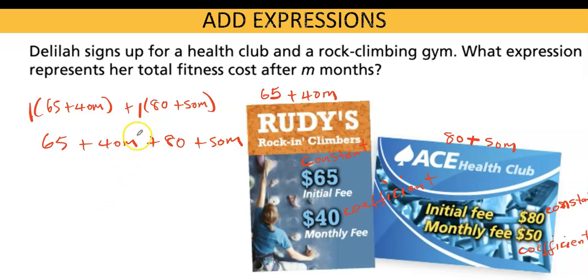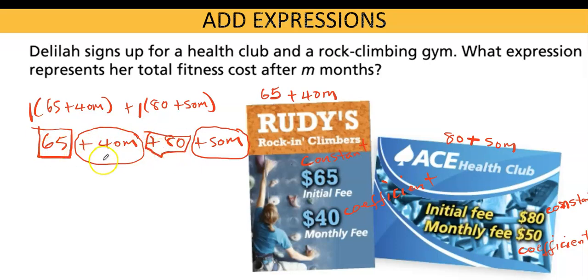Now we can proceed to identify the like terms. So I see a term here with M. I'm gonna circle it. Here's the next term with M, so let me circle it as well. We see our constants. We can box them. And please remember to include the signs.